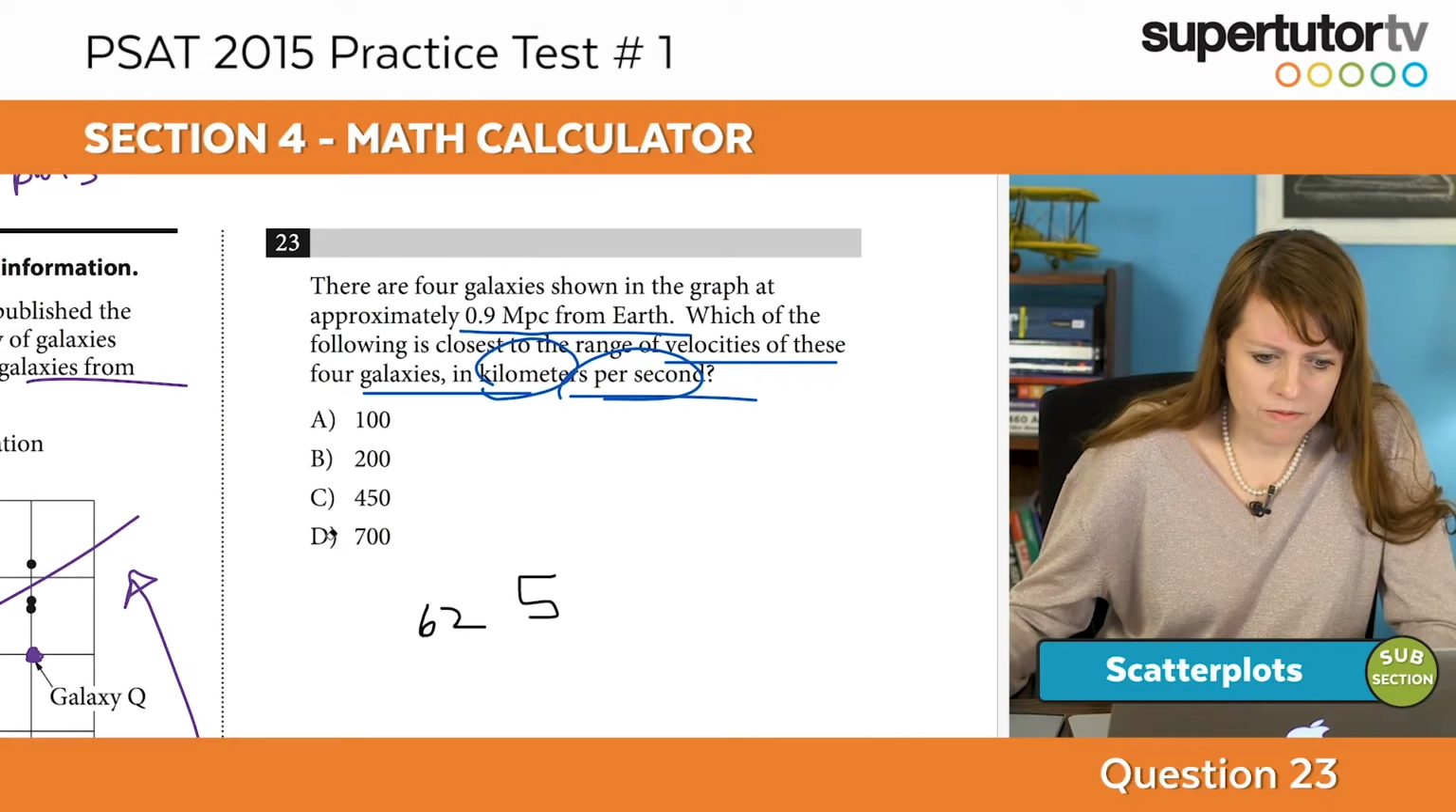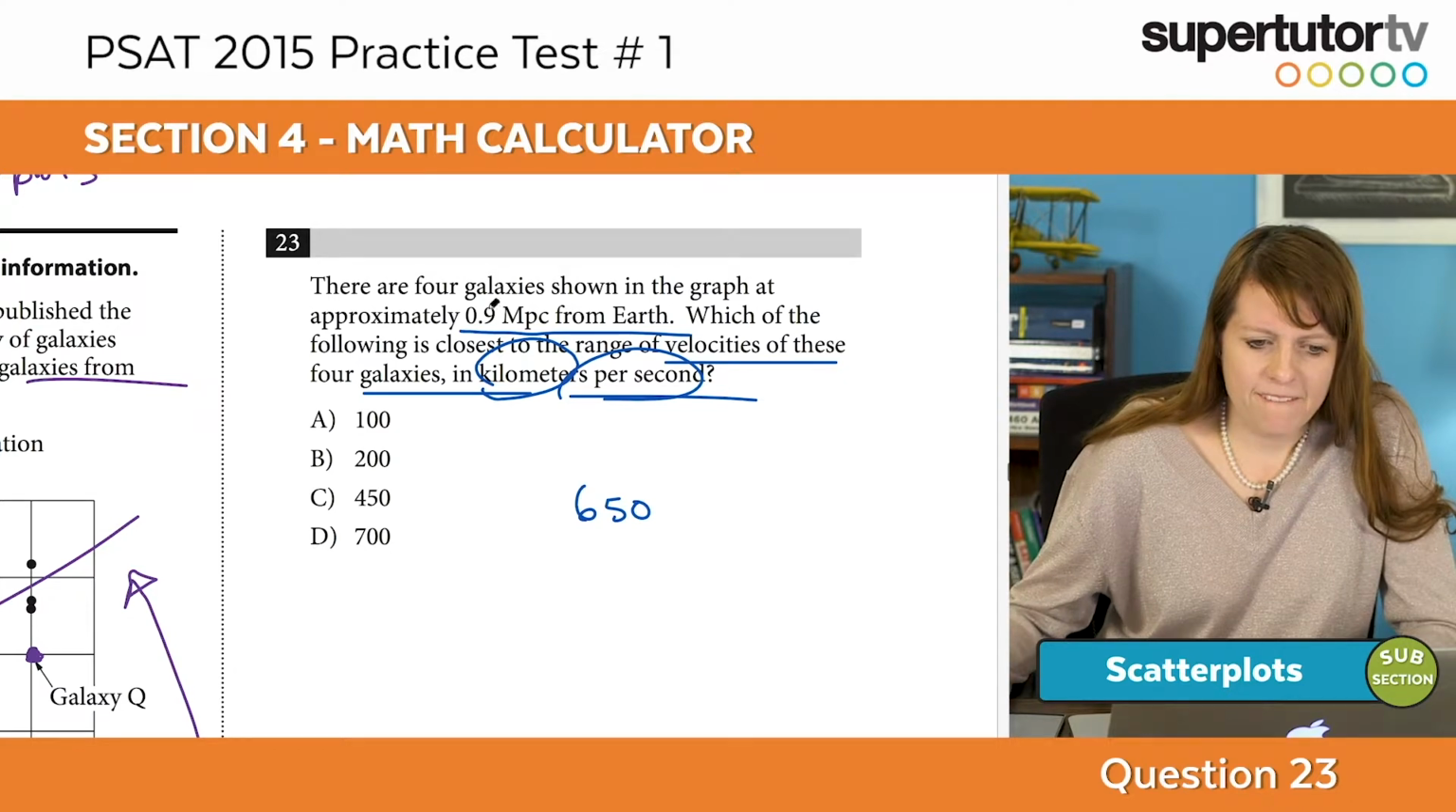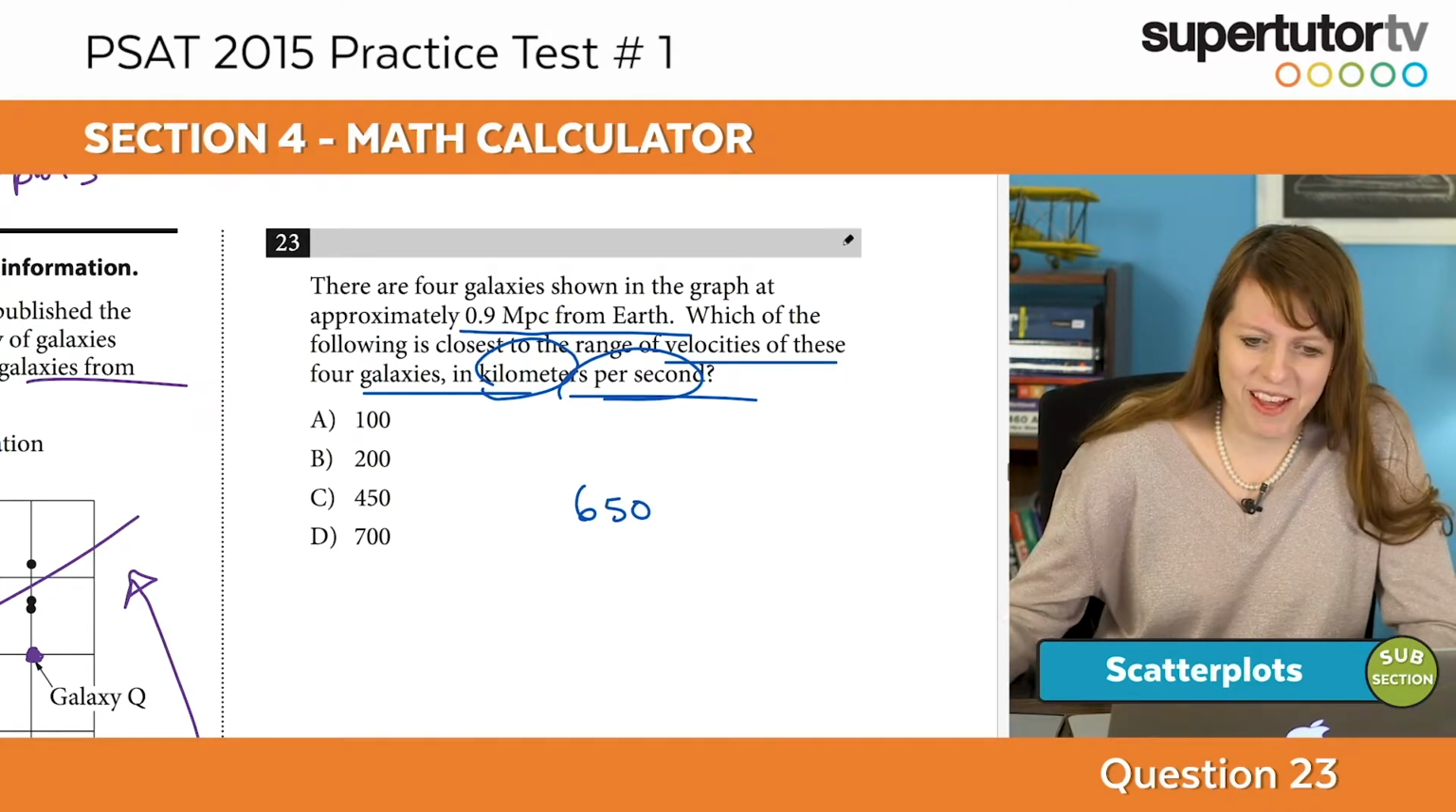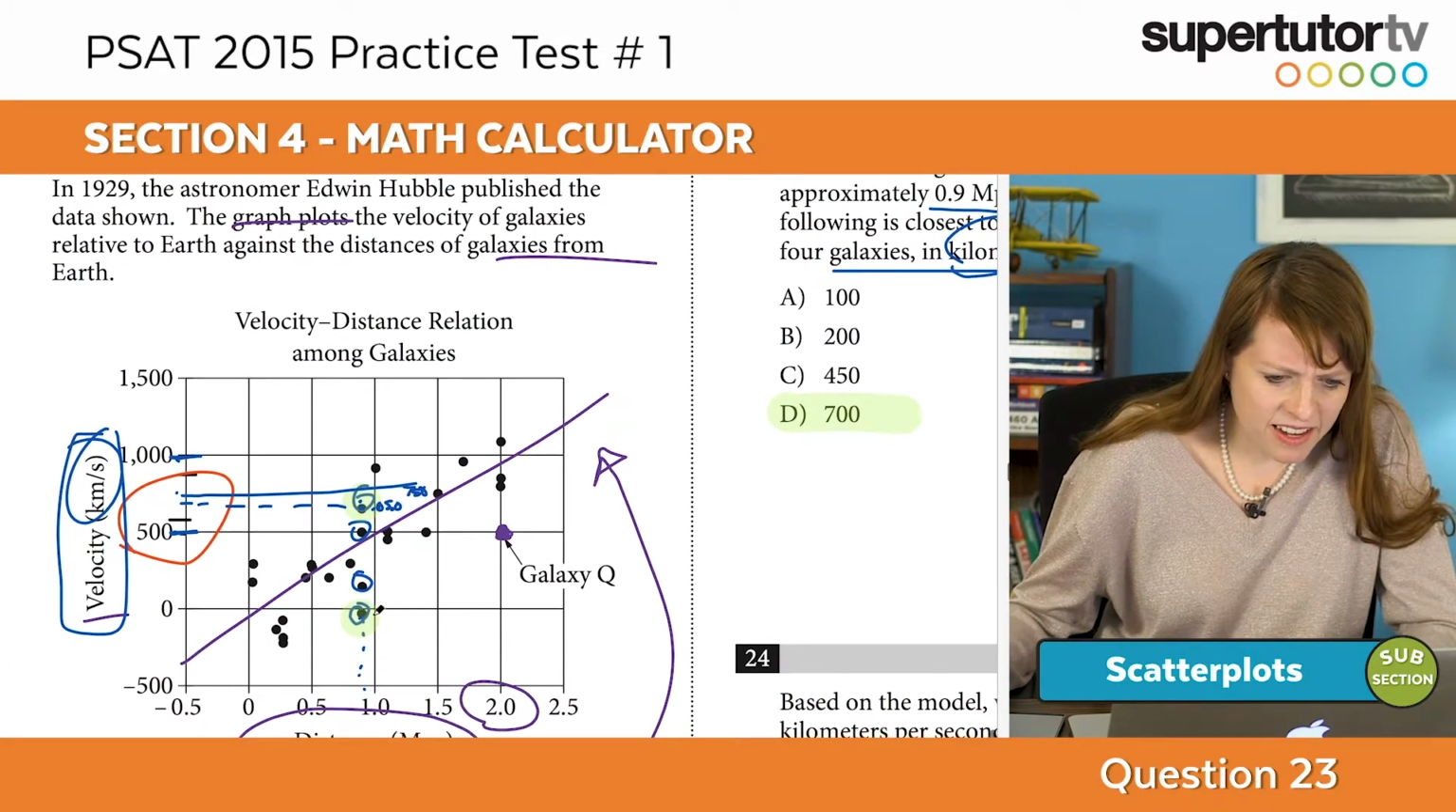Oops. So I'm looking right here for something around 650. And oops, I had it circled. I didn't mean to do that. But I'm looking for something around 650. I have 700. That's pretty close. I'll buy that because this is kind of a little bit below.